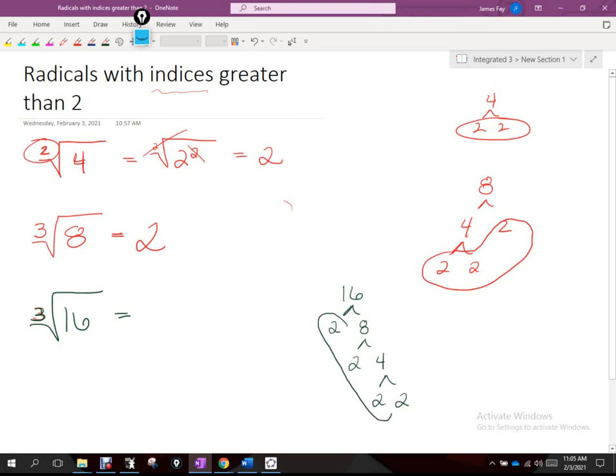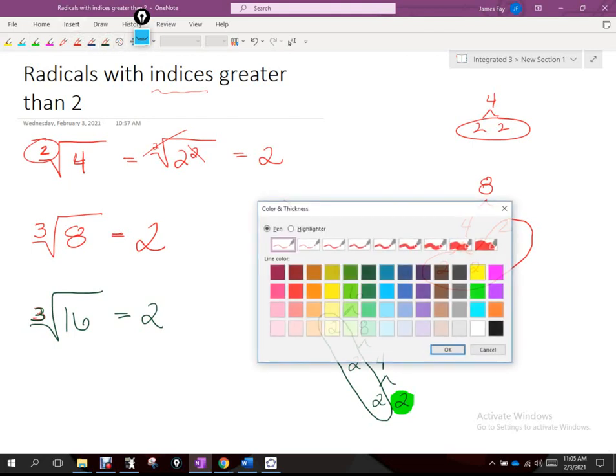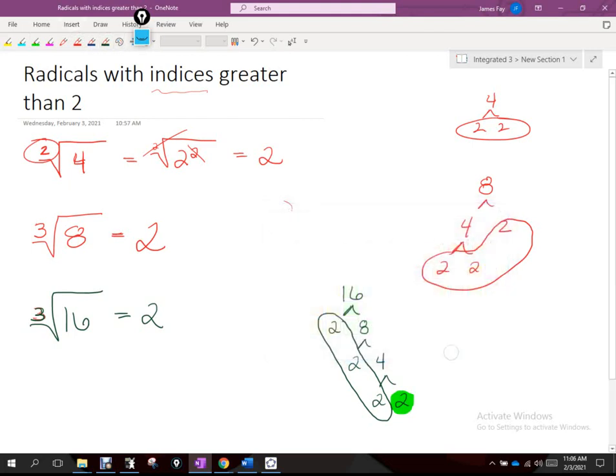Now I'm going to circle groups of 3 things. So there's a group of 3. So that comes out in front. And now this 2 right here doesn't have anything to partner up with, right? So it goes back underneath the radical. And the only thing we have to pay attention to here is that when it goes back underneath the radical, we put that index there. If I don't put that index there, I'm talking about square root of 2, right? And here it's the cube root of 2, okay?